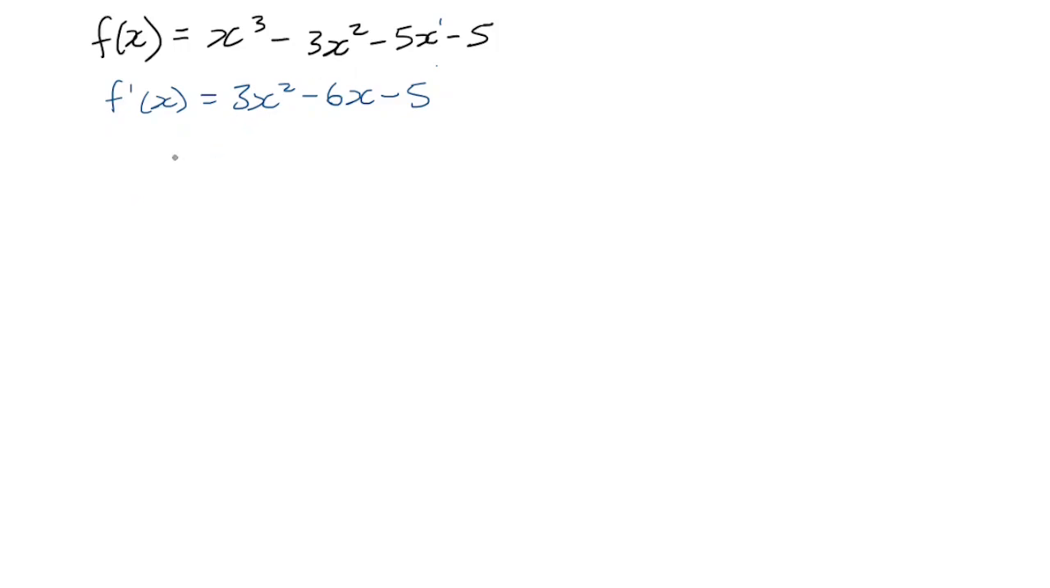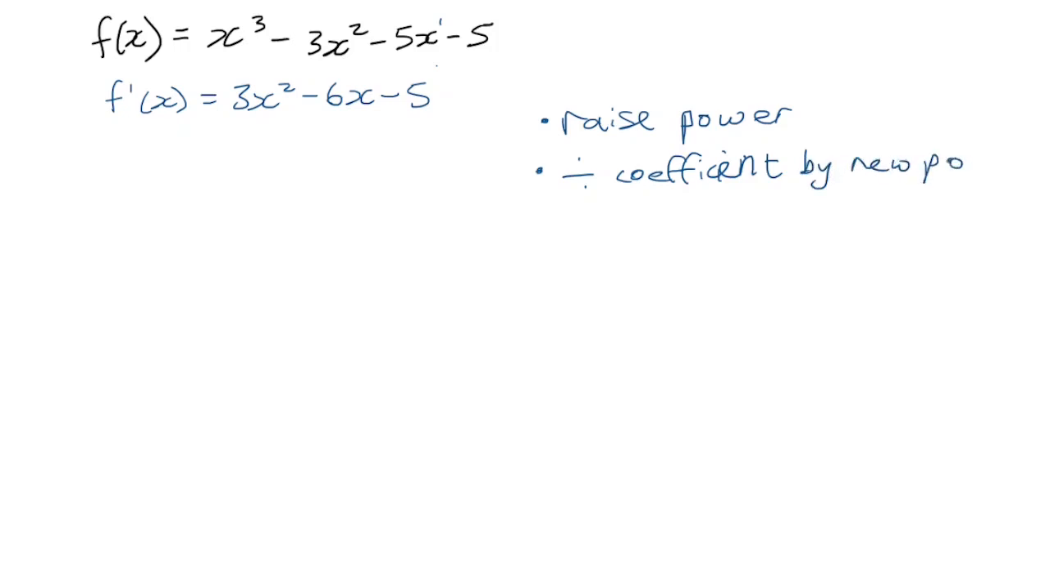But it can be a bit confusing trying to go back upwards from a quadratic back to cubic. And it's something that we don't really do too often. And so the really simple way to get back up there is just raise the power by 1 and then divide the coefficient by the new power. Okay, so let's see how that works in this question, which we already know the answer to.